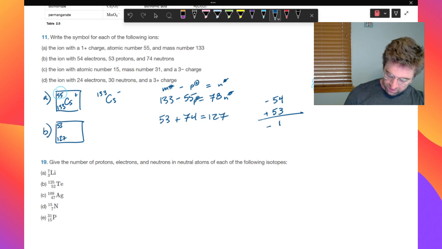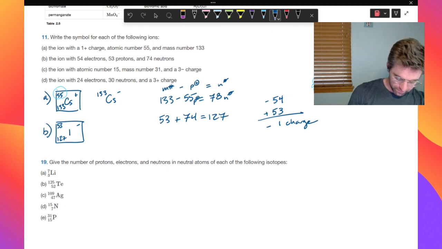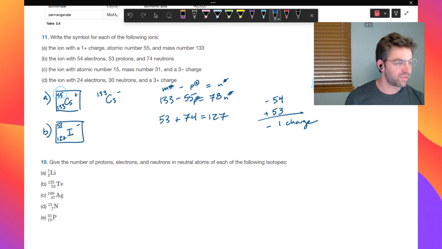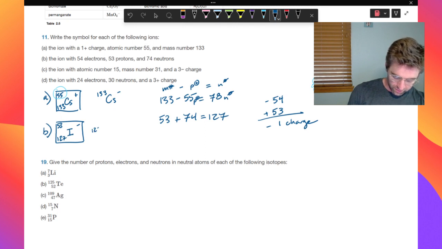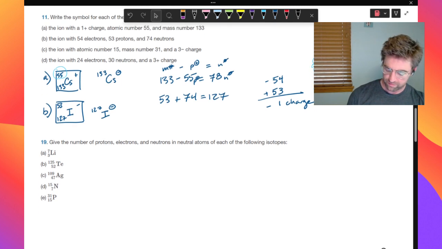Positive 53 with 54 electrons gives you a -1 charge. And so we would put a negative in the top right corner there. This atom would be iodine, which is notated simply by the letter I. And equally, you could write that as iodine 127 would be its identity. Cool.